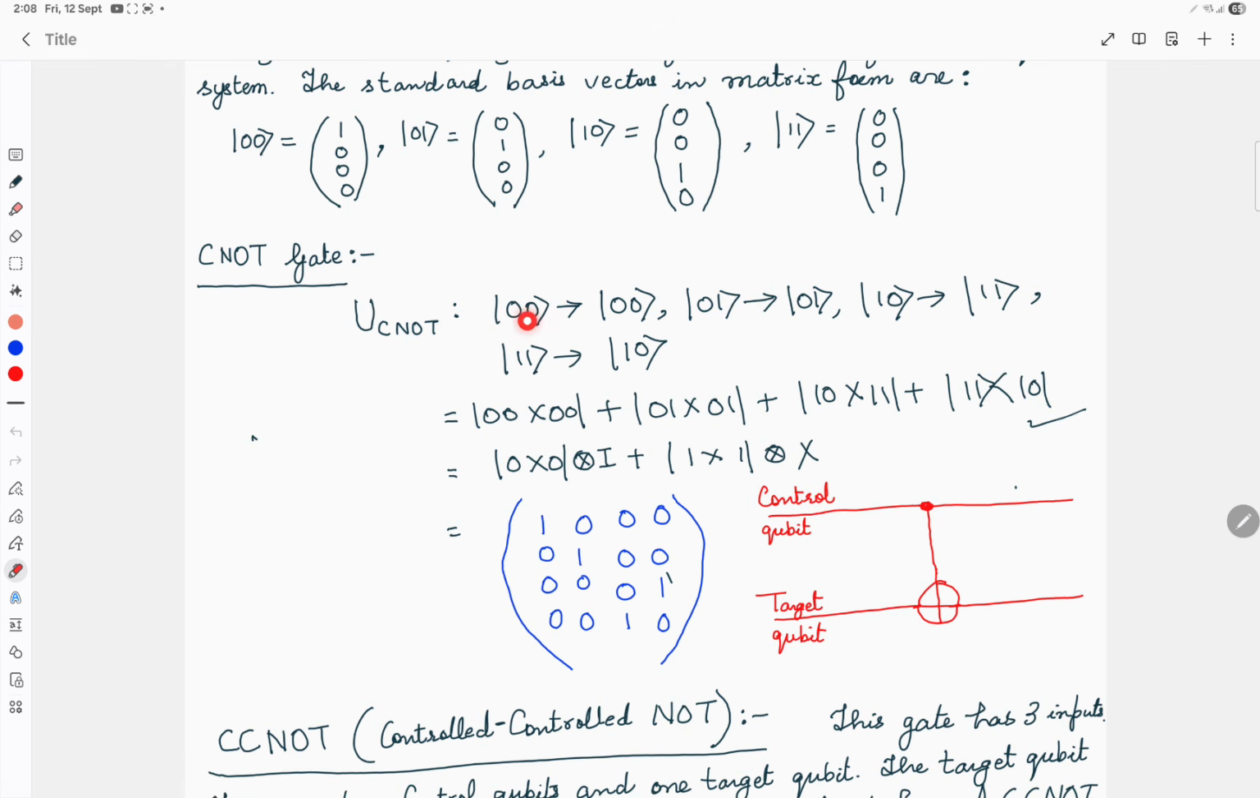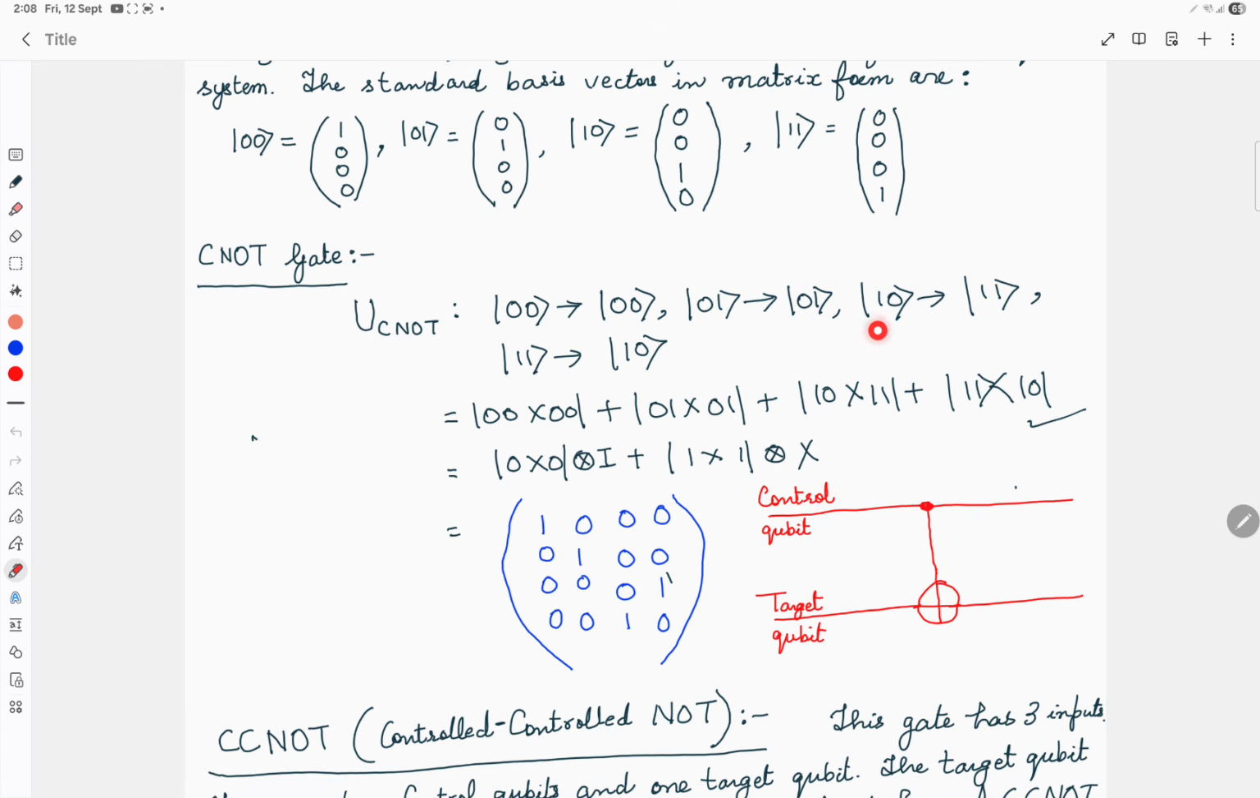So in this 0-0 combination, the most significant bit represents the control qubit and the least significant bit is the target qubit. So that means in ket00, the control qubit is 0. So when the control qubit is 0, the target qubit will remain as it is. That's exactly what is shown here. Again, in the second combination, the control qubit is 0 and the target qubit is 1. Since the control qubit is 0, there is no change in the target qubit.